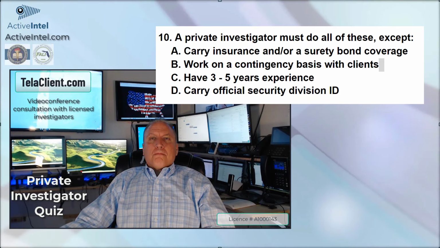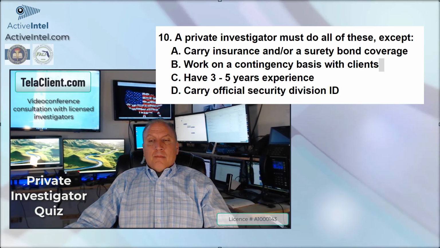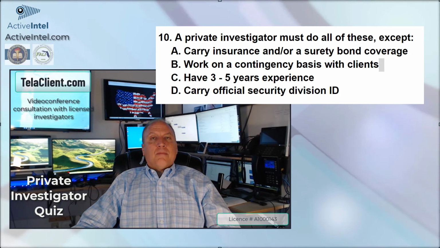So in most states, for most investigations, you have to have insurance or a surety bond or both to get an investigator license. You have to have insurance to make sure that if you do anything wrong, people can be covered. You have to have a surety bond to make sure that if you do something that creates liability, the person can get paid.